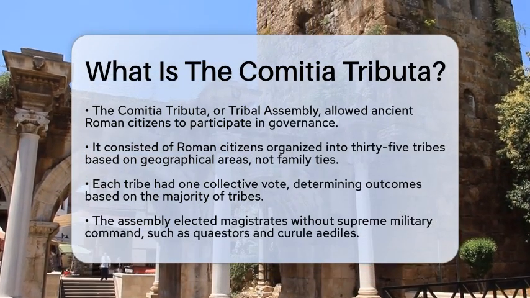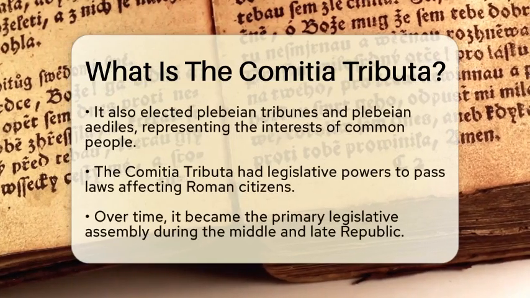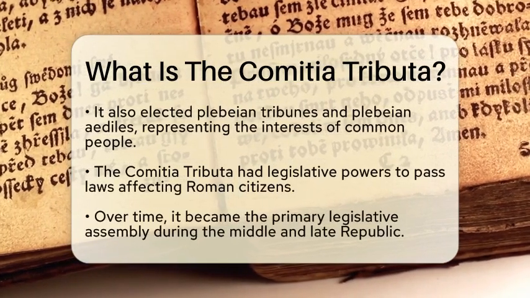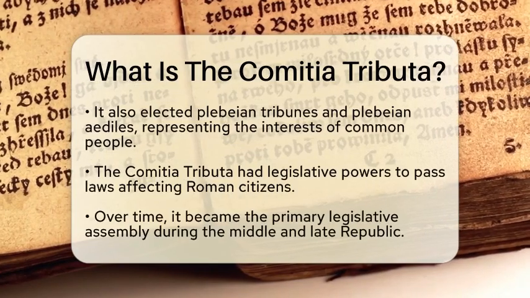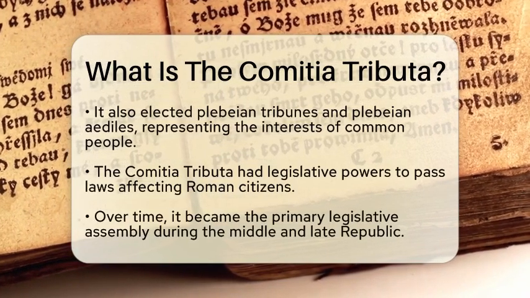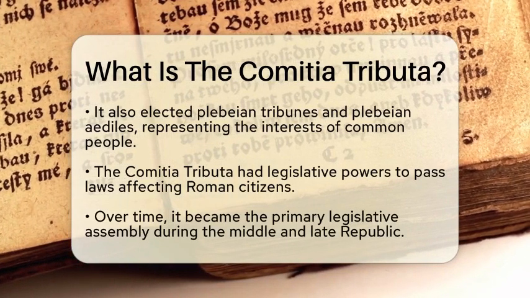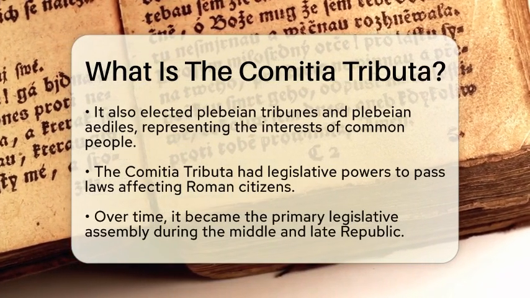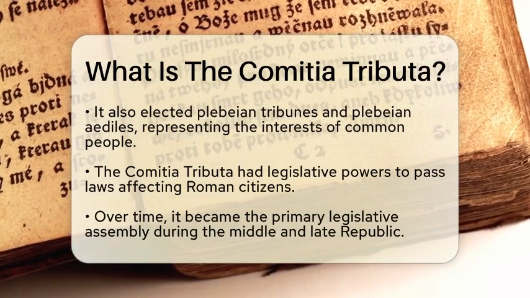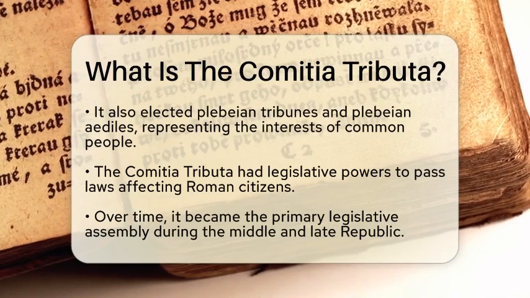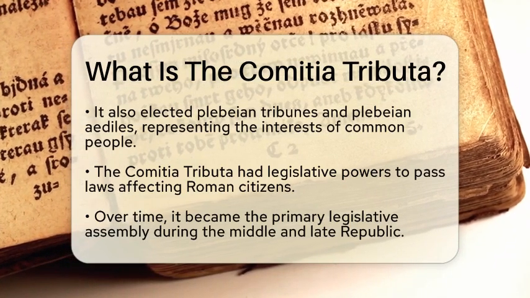This assembly had several important functions. One of its main roles was to elect magistrates who did not hold supreme military command. These included officials like quaestors, curule aediles, and military tribunes. Additionally, it elected plebeian tribunes and plebeian aediles, who represented the interests of the common people, known as plebeians.